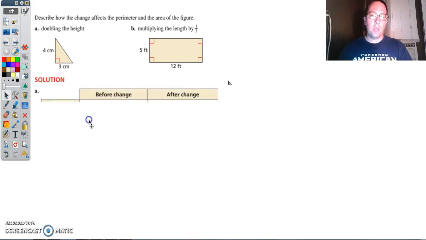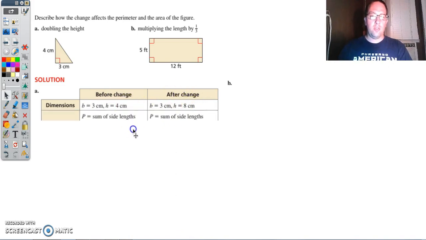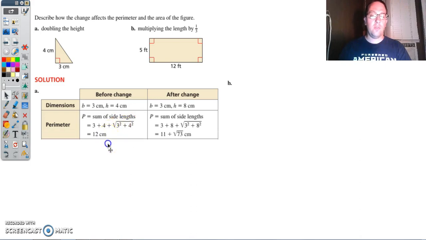So we have dimensions for the old triangle before the change and dimensions after the change. We double the height, going from 4 to 8. It's a triangle, so for perimeter we add up all the sides. We have the 3, we have the 4, and we have to get this hypotenuse using the Pythagorean theorem. This is a Pythagorean triple, 3, 4, 5. 9 plus 16 is 25, so it is 5. That adds up to 12.